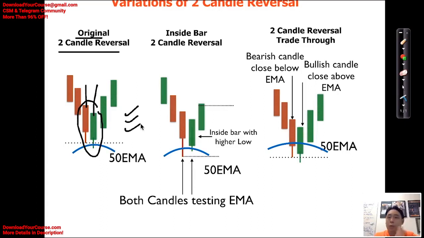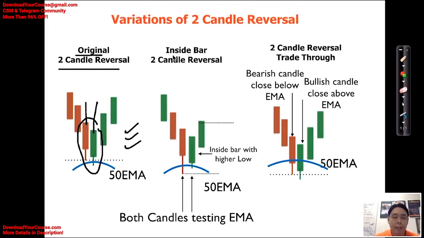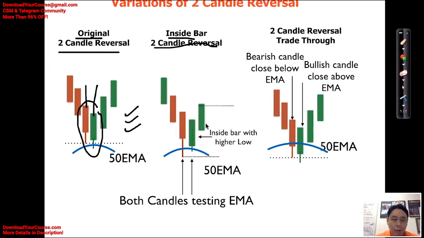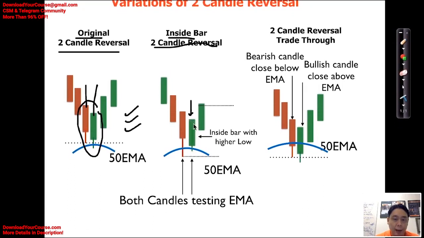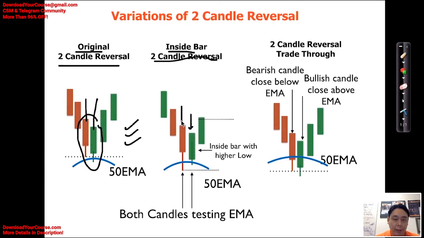Check. Right? That's what we just learned. Now, this is another variation of that two candle reversal pattern. We call it the inside bar two candle reversal pattern. So in this situation, you find that the reversal candle, which is this guy over here, is an inside bar of the previous day's candle.